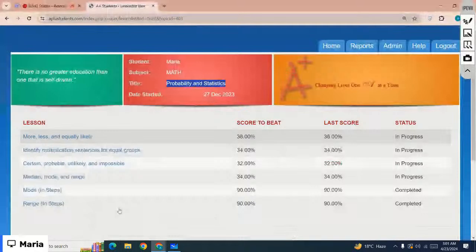Okay, here I'm on grade 2 math. The chapter we're going to start with is probability and statistics. And the first lesson is more, less, and equally likely. So let's just start with the first lesson, that is more, less, or equally likely.